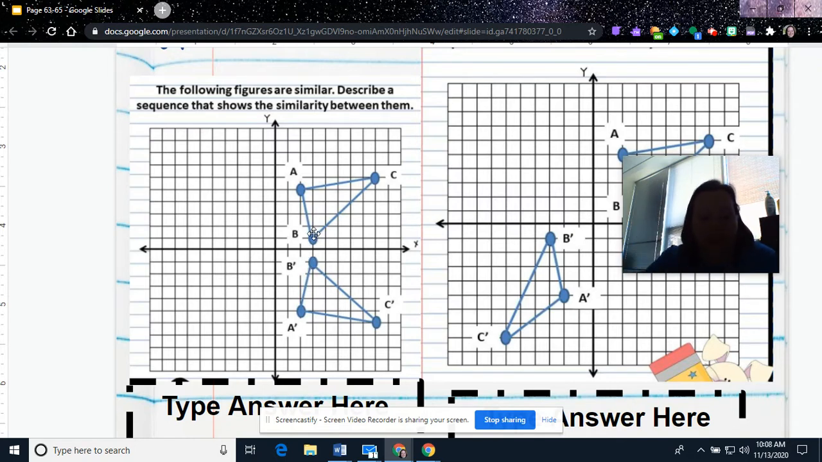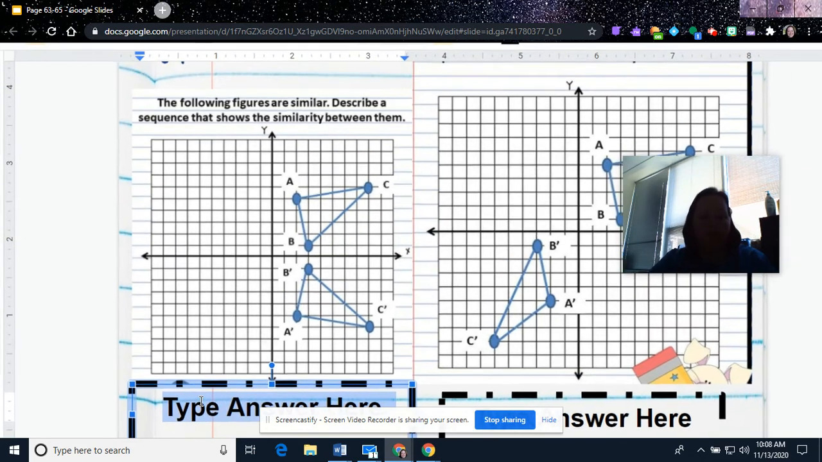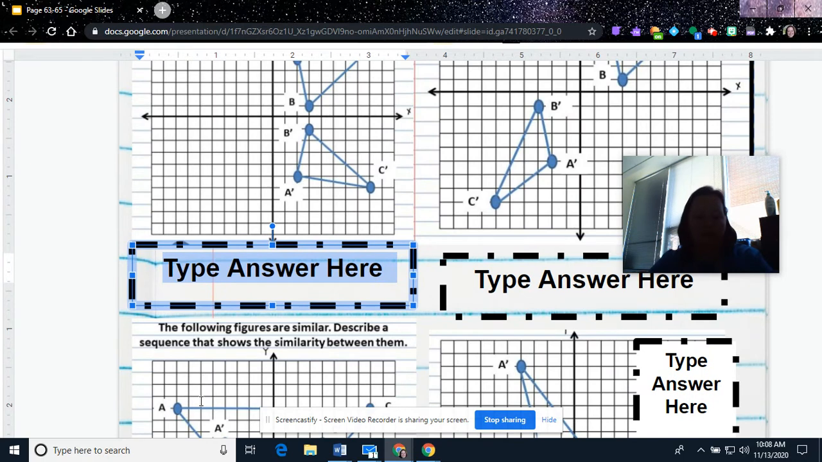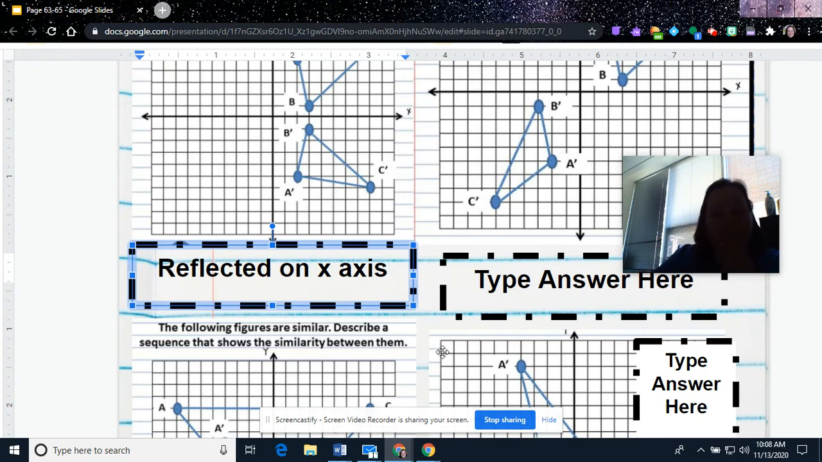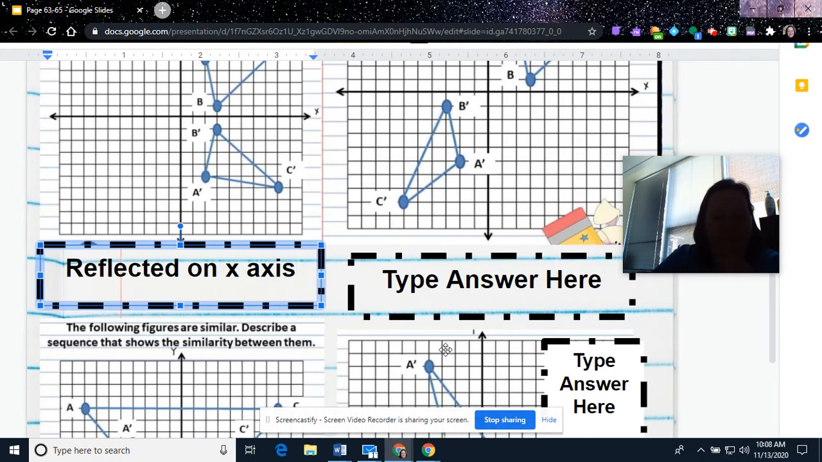So when we look, here's B and then here's B prime, or the new B. Basically what they did is they took the triangle and flipped it on the x-axis. To describe what happened here, the line of symmetry is the x-axis. And so you will write "reflected on x-axis." And that's all you have to do. You're just describing what happened.